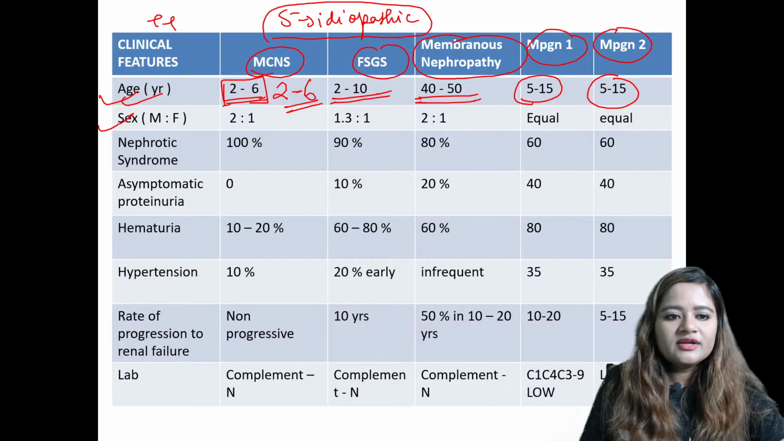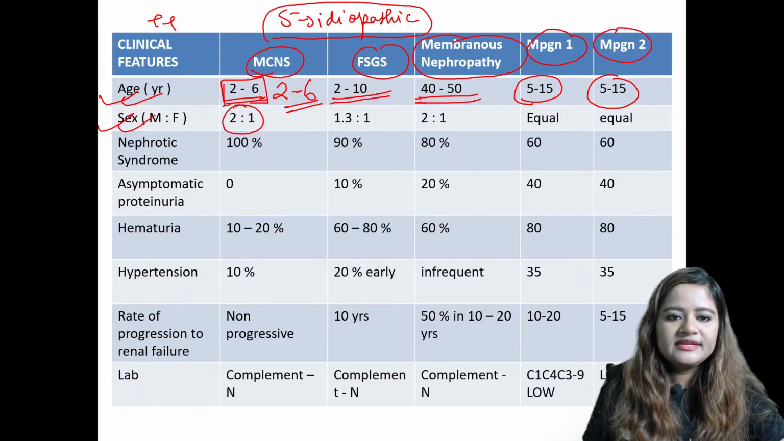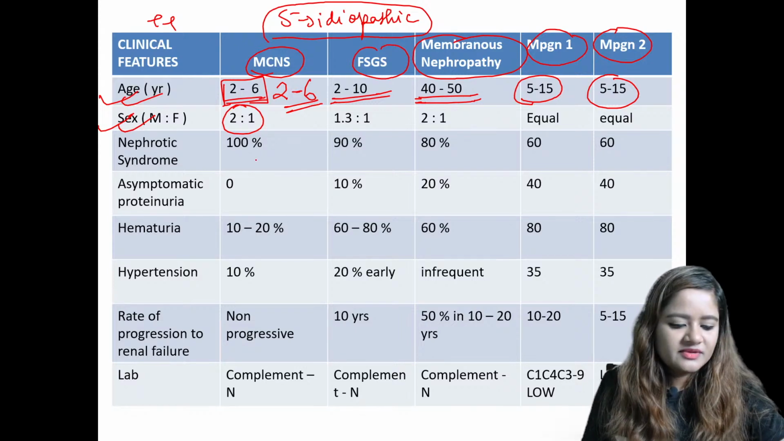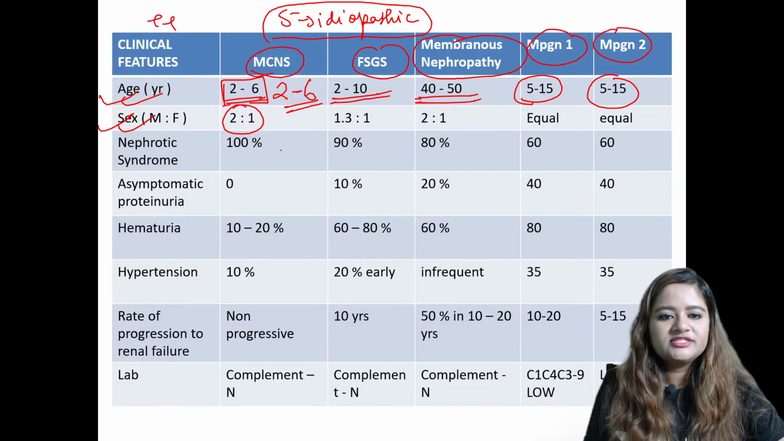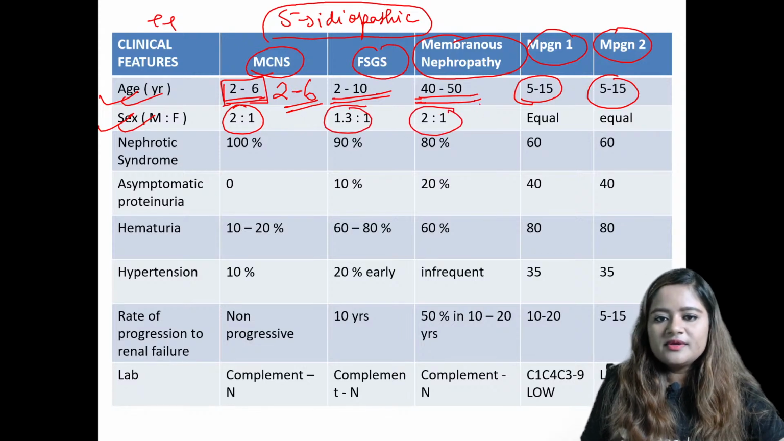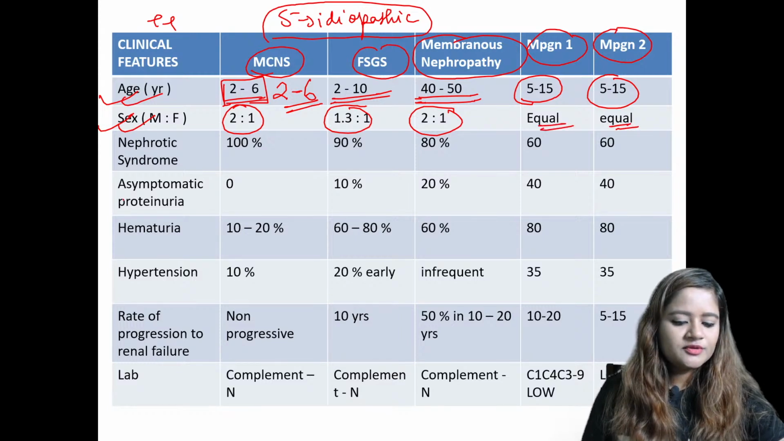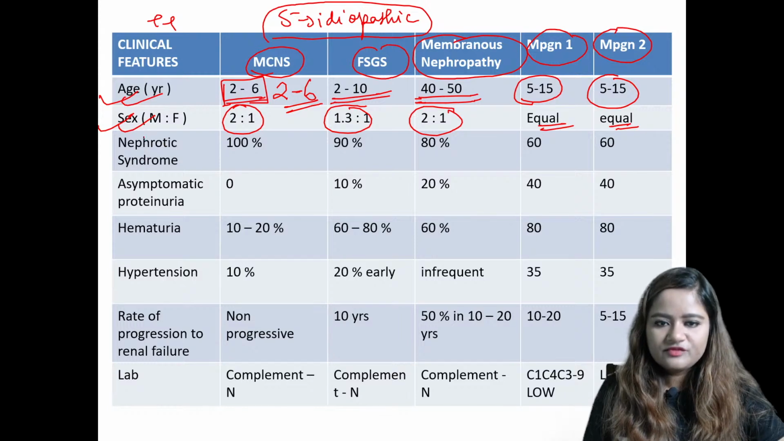Now regarding the gender predisposition, minimal change is more common in males. In fact, you would see most of the patients who have minimal change disease are males. FSGS is also more common in males. Membranous is also more common in males. But membranoproliferative can affect anyone. That means it has equal predisposition in both males and females.